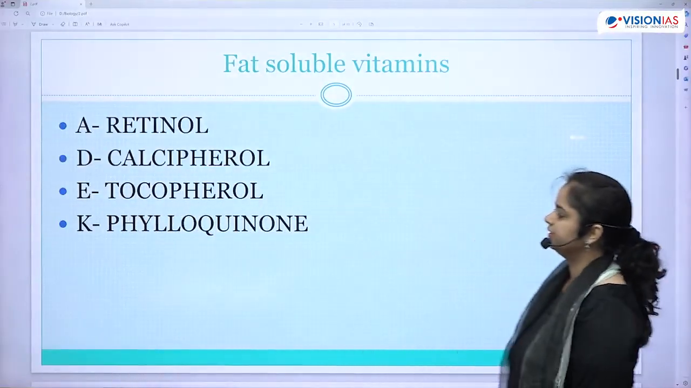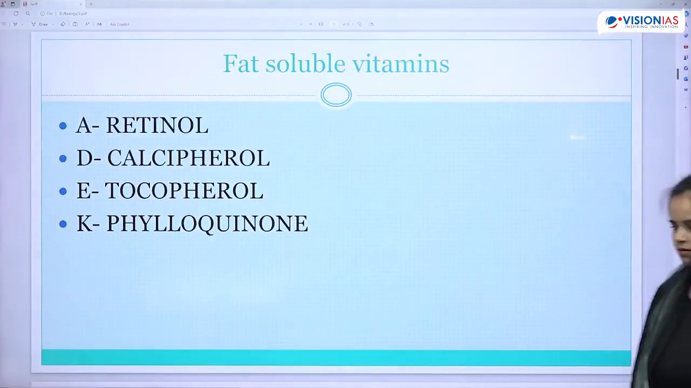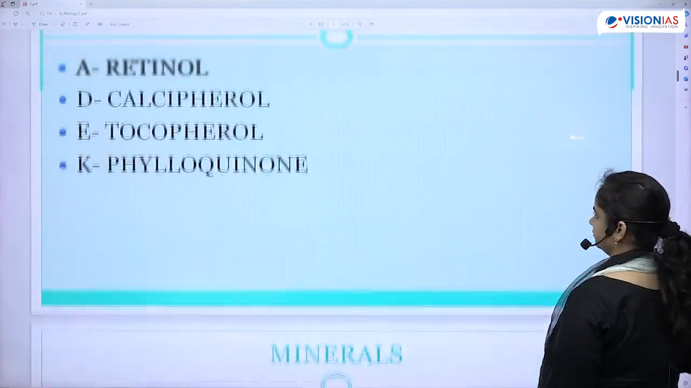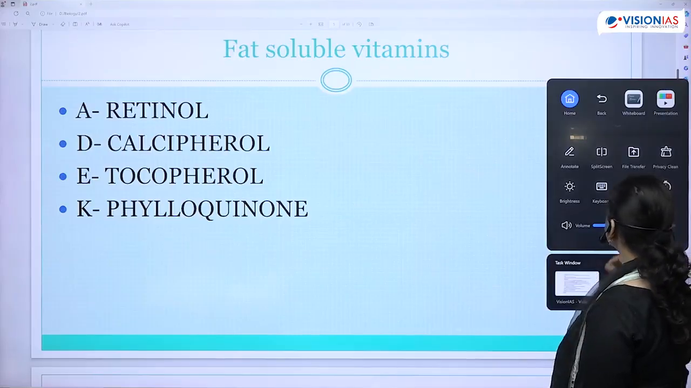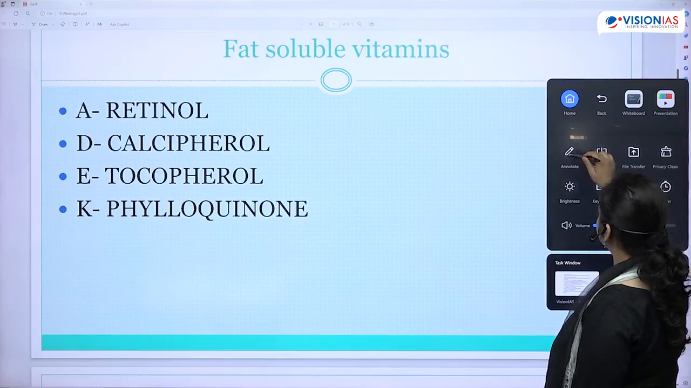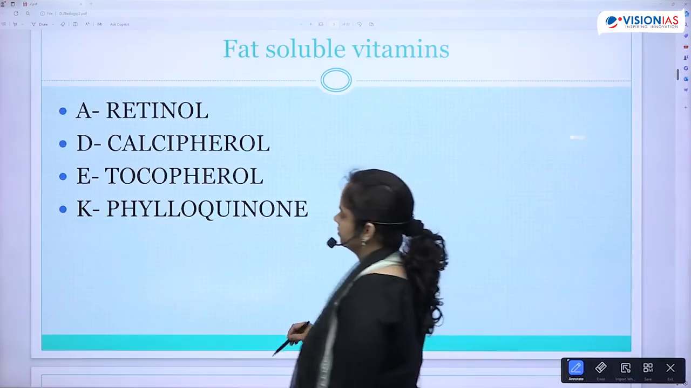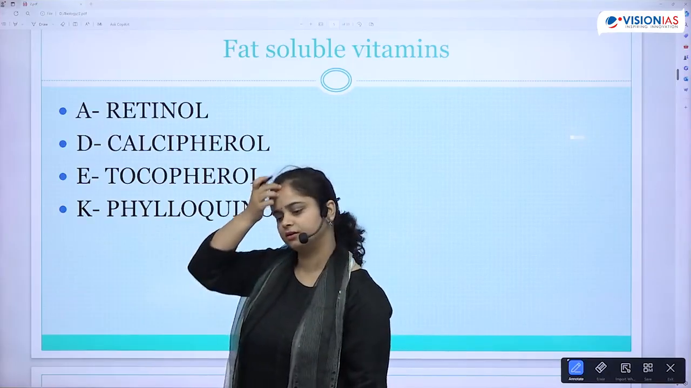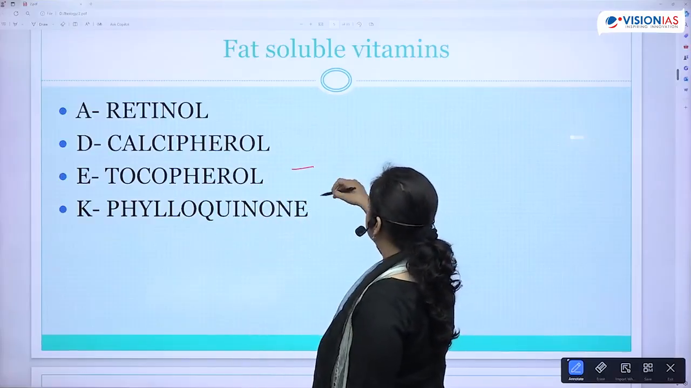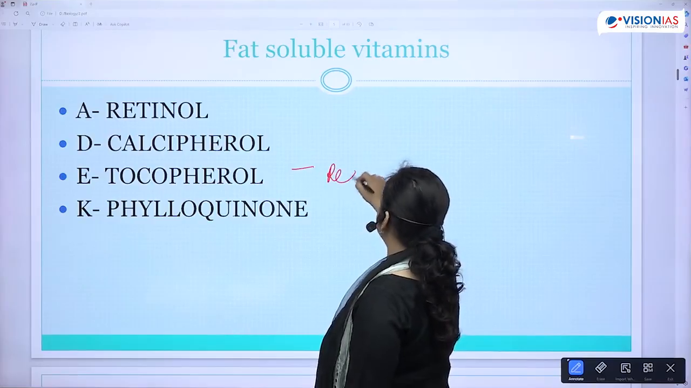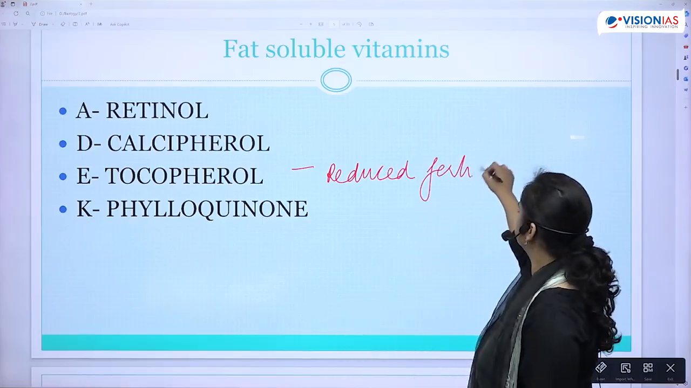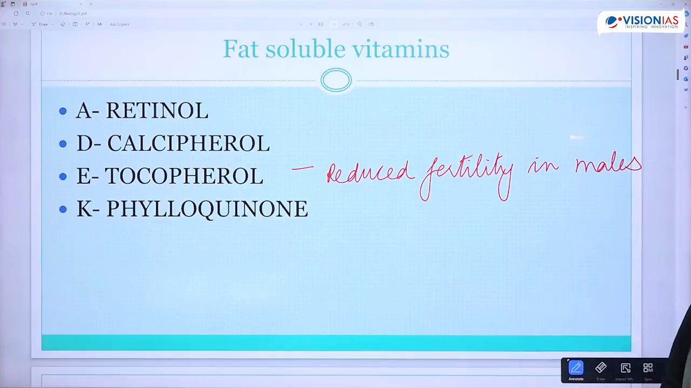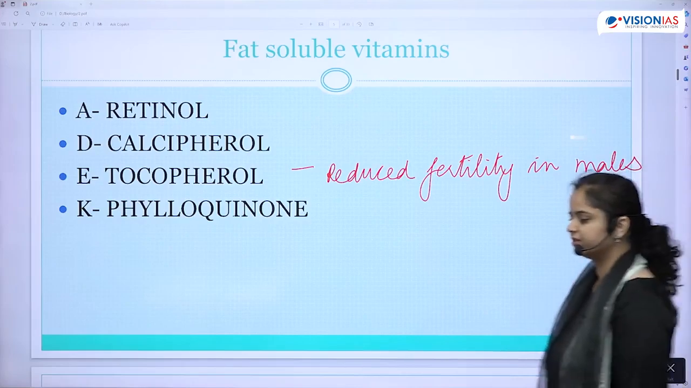Now, vitamin E, tocopherol. Sources will be vegetable oils, mango. And it is associated with muscle function also. And one very specific deficiency situation is reduced fertility in males. Because of vitamin E deficiency, the fertility levels are reduced.